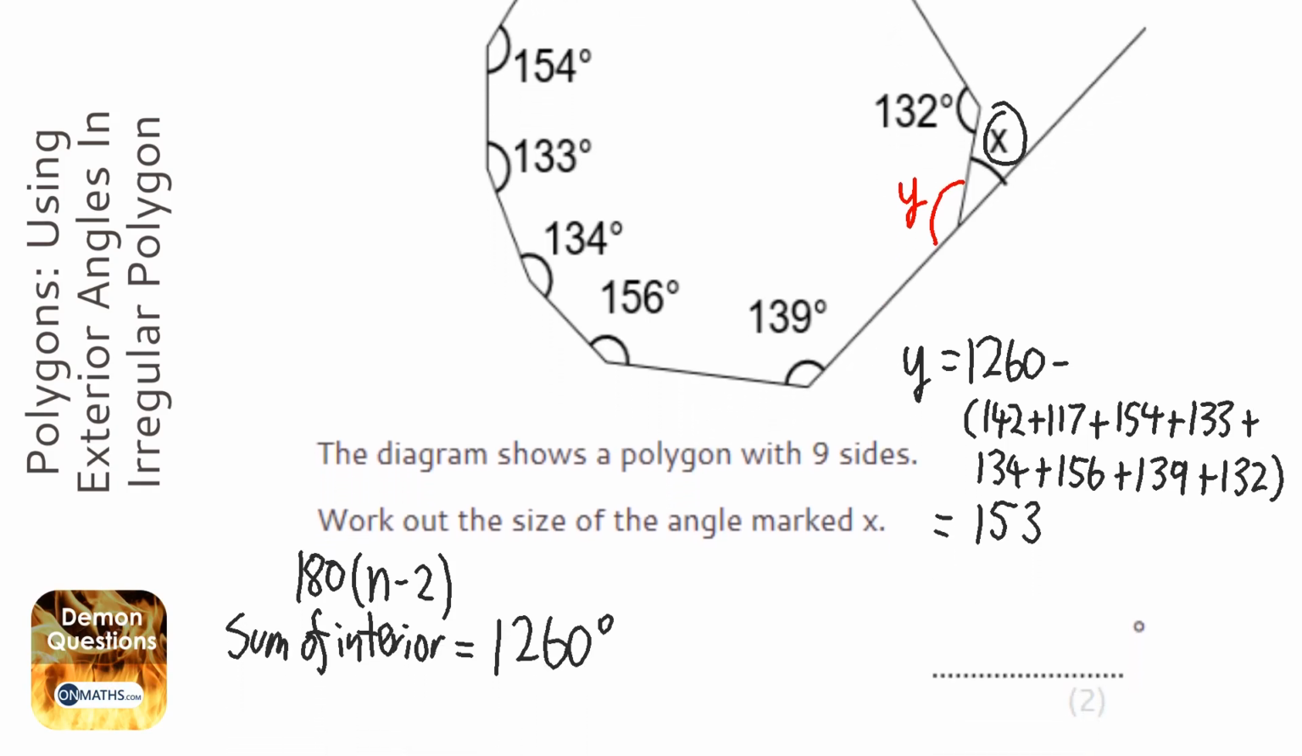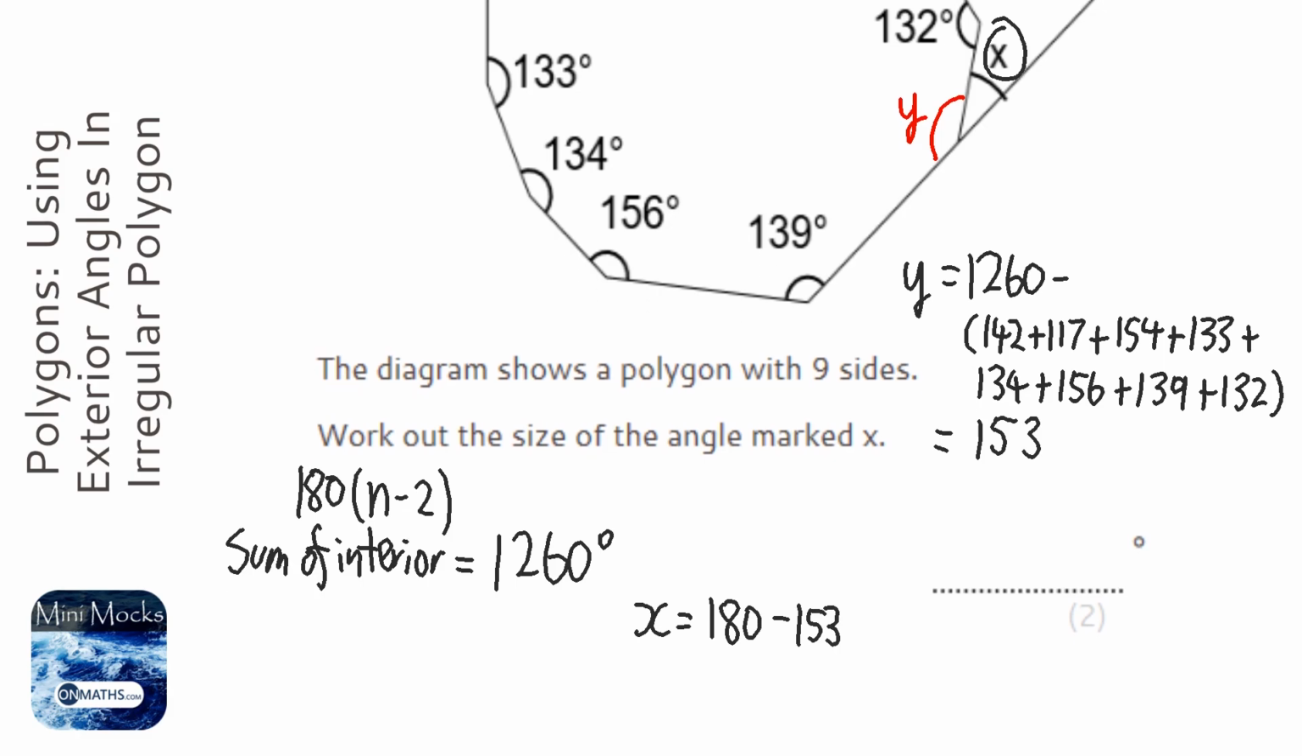The question asks for x, so to find out x, we do 180 take away 153 because angles on a straight line add up to 180. So I'm going to do 180 take away the 153, which gives us 27 degrees. So our answer is 27 degrees.